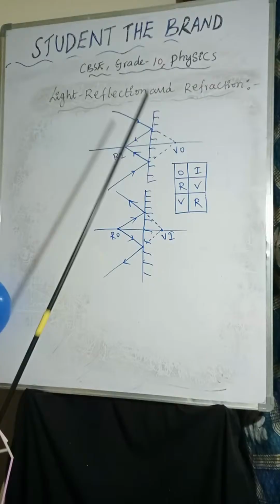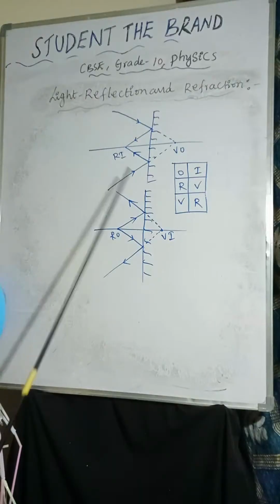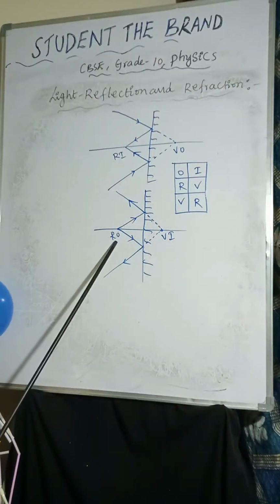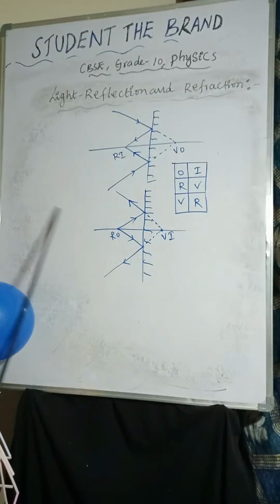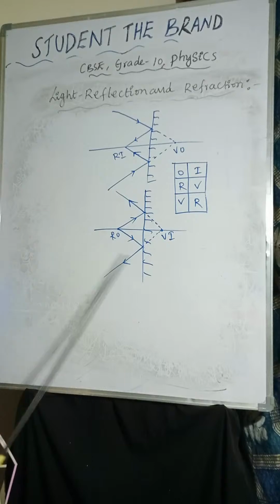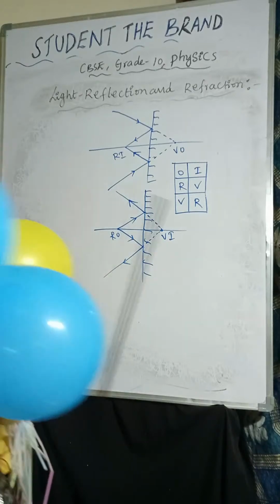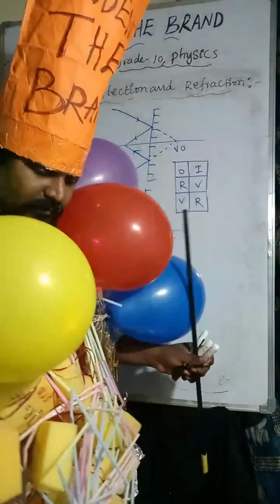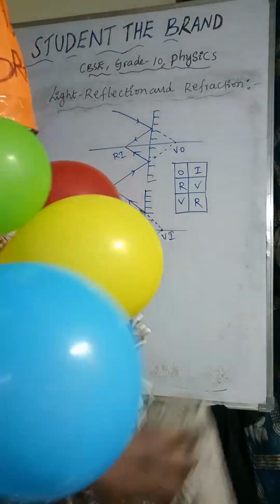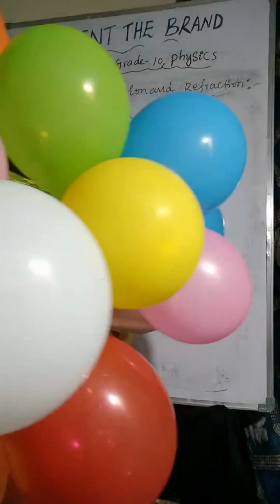So here you can observe real image and virtual image, real object and virtual object. This is about object and image. The nature of the image formed by the plane mirror we discussed. Now we will discuss concave mirror and convex mirror.